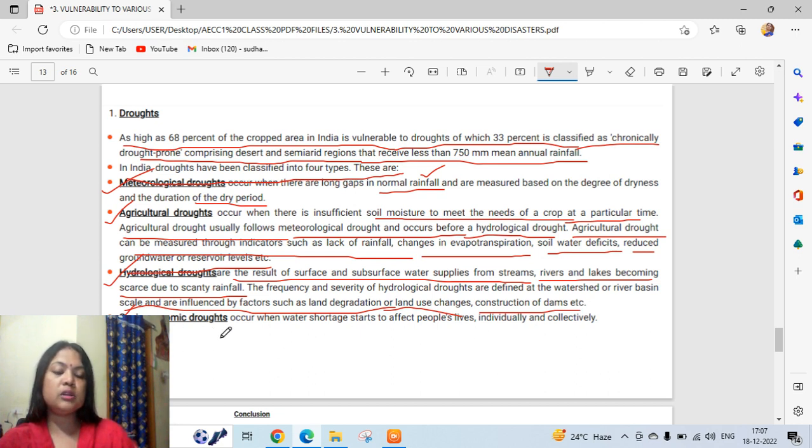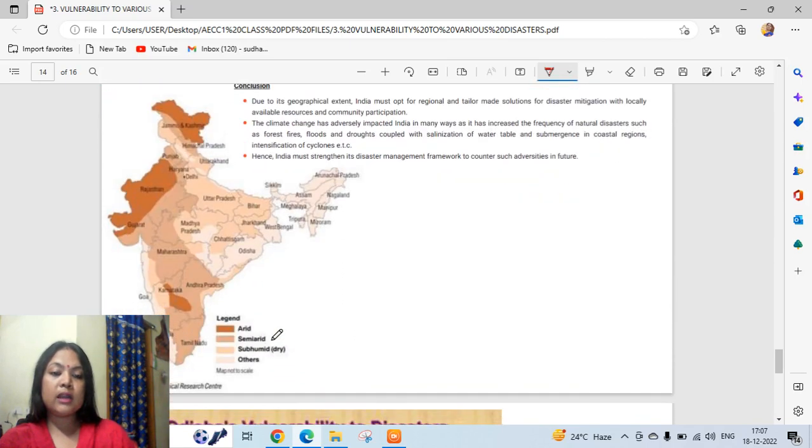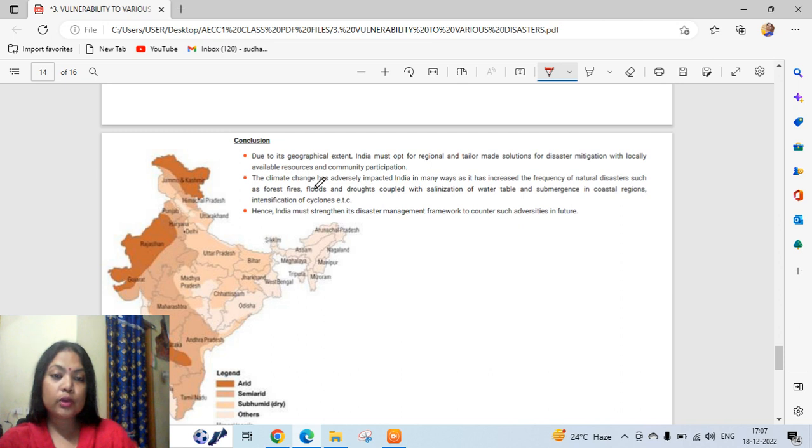Socio-economic drought occurs when water shortage starts to affect people's lives individually and collectively. What we can conclude from this discussion is that, due to its geographical extent, India must opt for regional and tailor-made solutions for disaster mitigation with locally available resources and community participation.